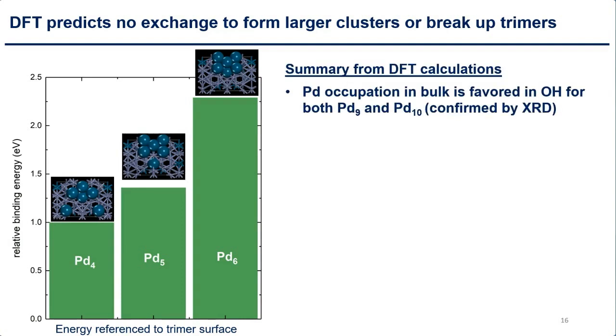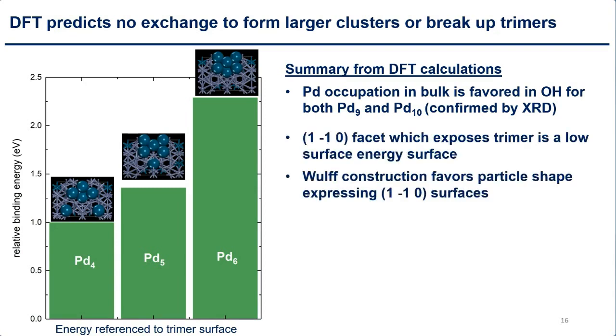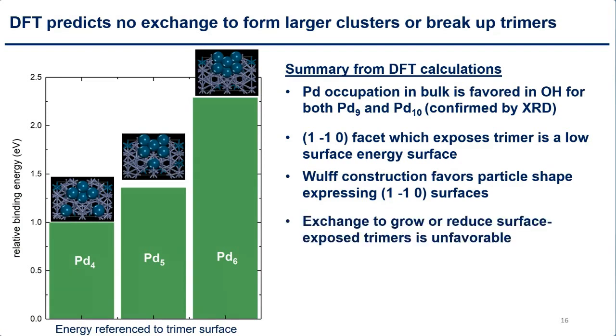So the summary from DFT calculations is the following. Palladium occupation in the bulk is favored in the octahedral site for both palladium-9 and palladium-10, and we've confirmed this with combined X-ray diffraction and Rietveld refinement. Surfaces that contain these trimers are low surface energy surfaces and therefore exposed on Wulff constructions. Any exchange to grow or reduce the surface exposed trimers appears to be unfavorable from DFT calculations.